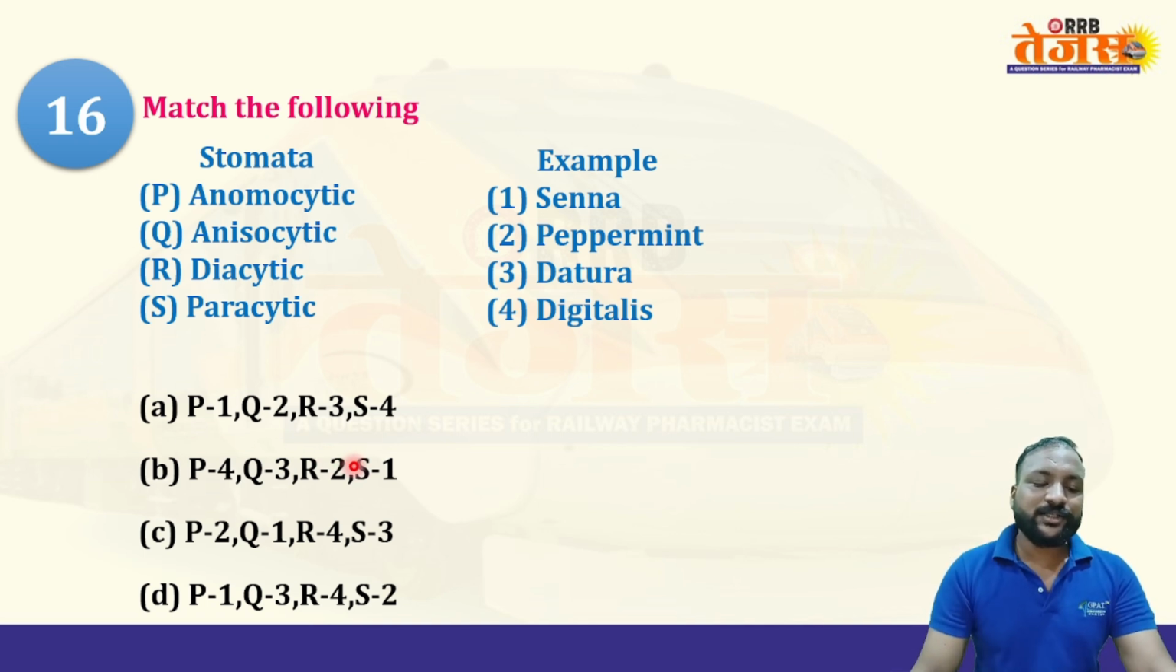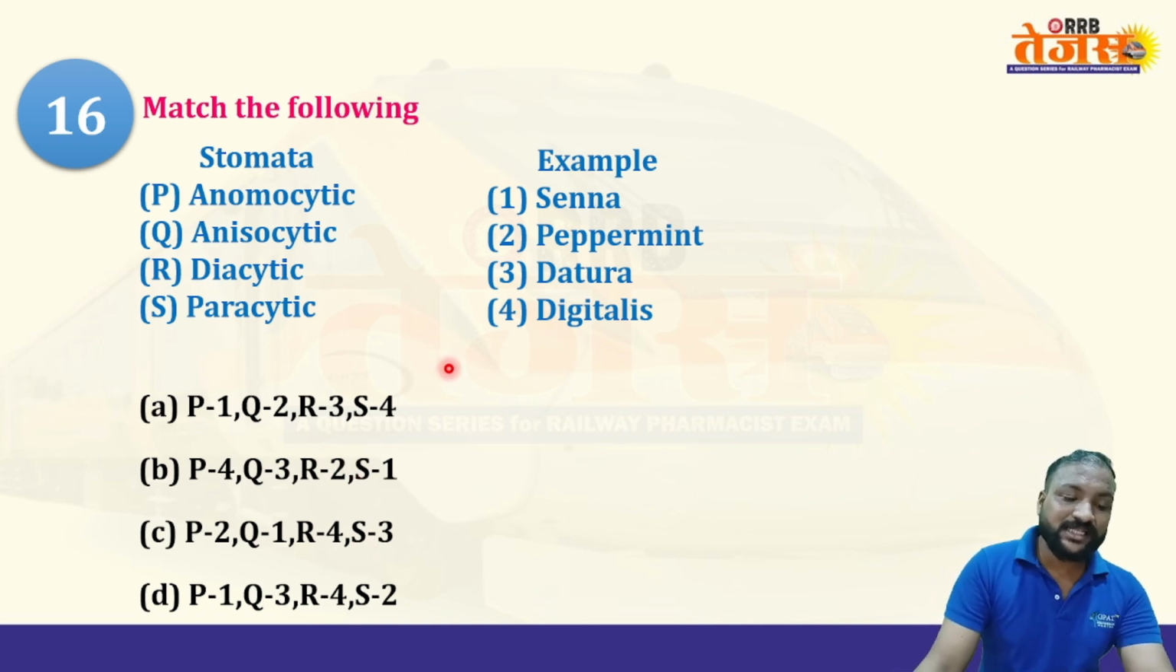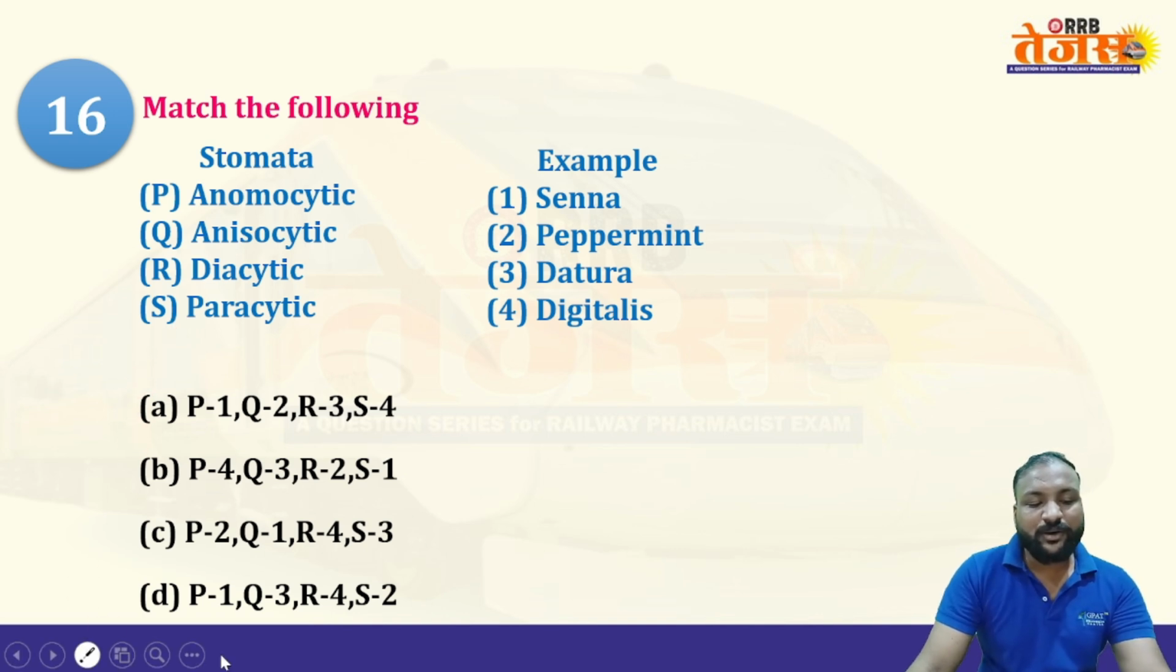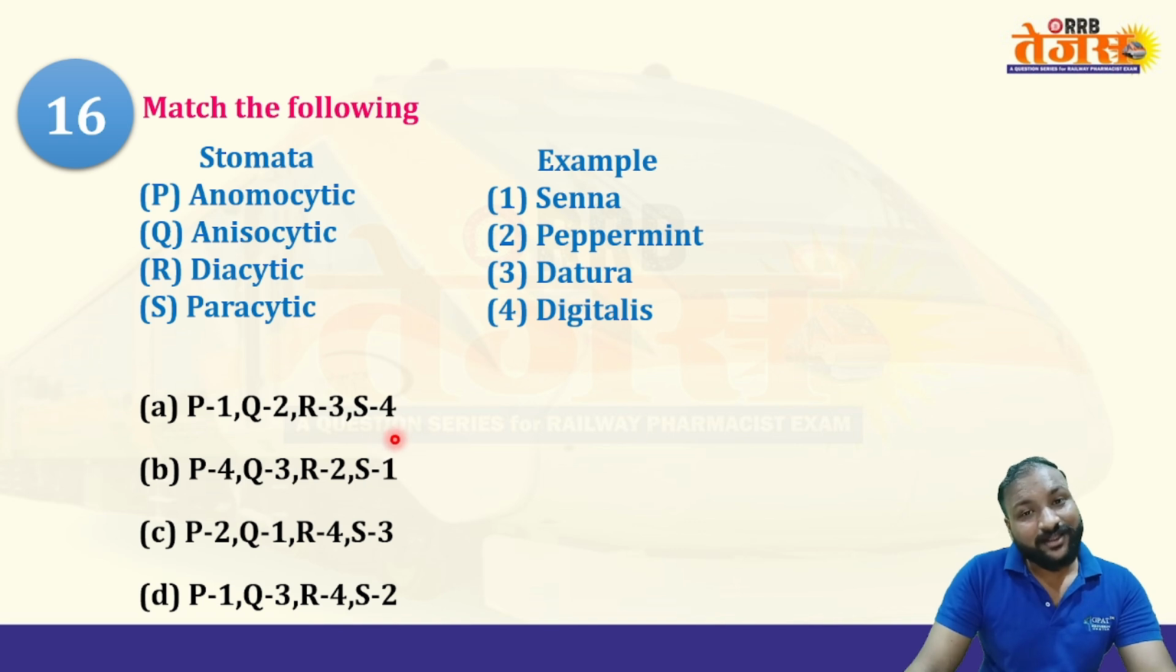So what is the right answer here? In this method, I'll suggest you apply the elimination method, because definitely there will be two similar options. Those are the things you need to consider. The rest of the two should be eliminated. That's the thing you need to apply here.